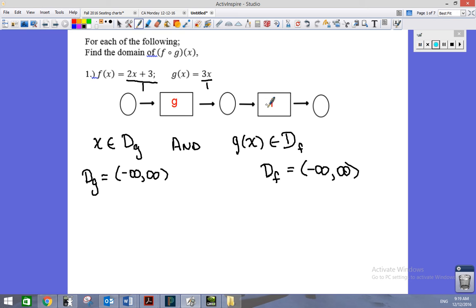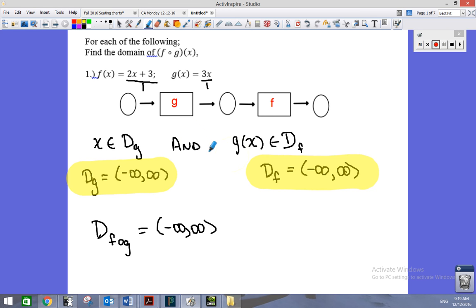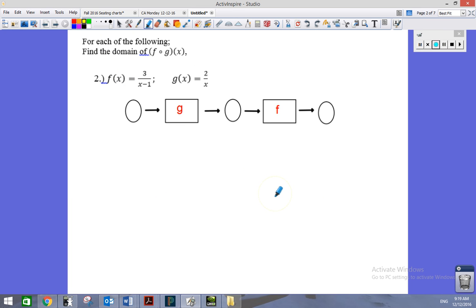So f loves all of the output that g produces. Anything that g gives it, f is fine with it. So any number that we plug in at the beginning, as an input to g, is guaranteed to have an output all the way through after it's passed through both functions. So the domain of this f composed with g for this problem is all real numbers, because this and this had to be true at the same time. So when you intersect the two sets here, we have all real numbers.